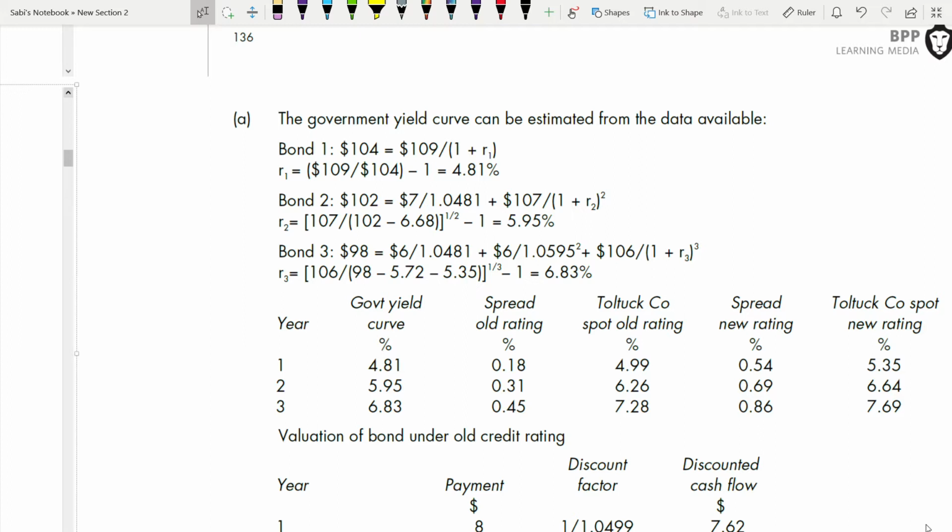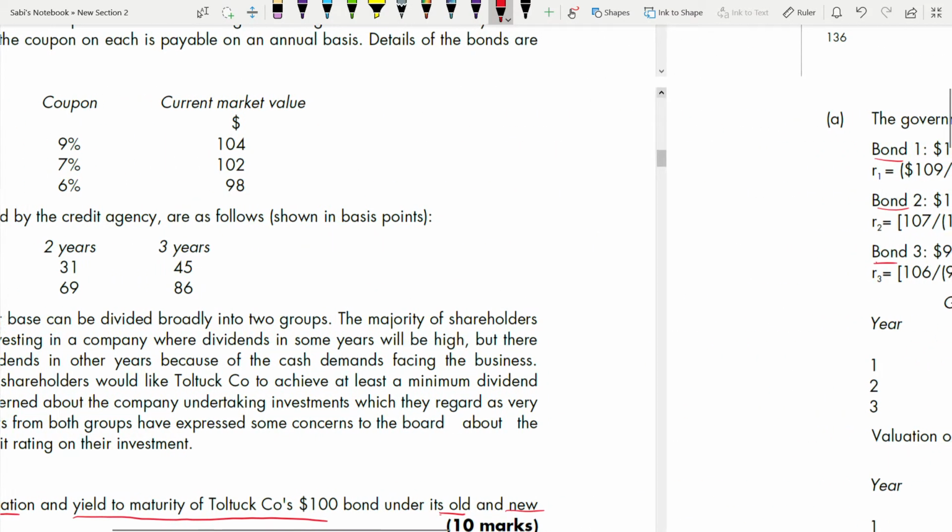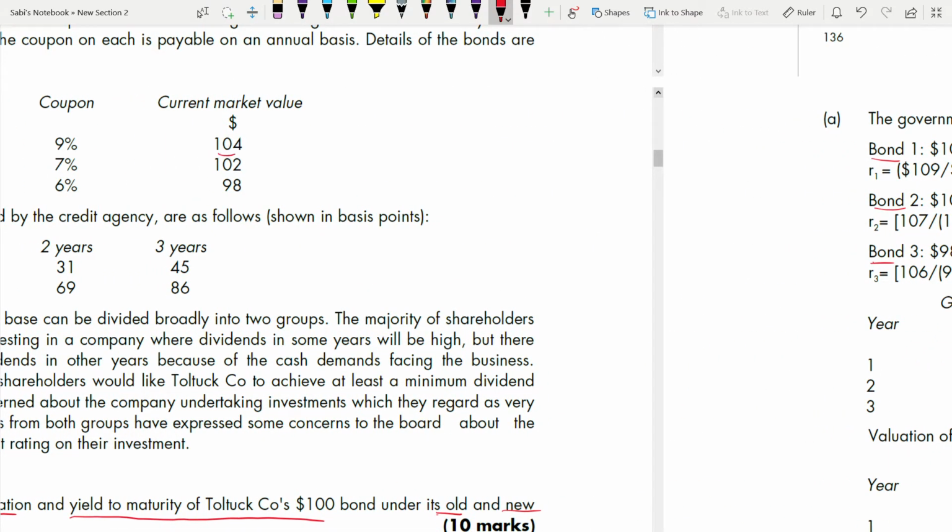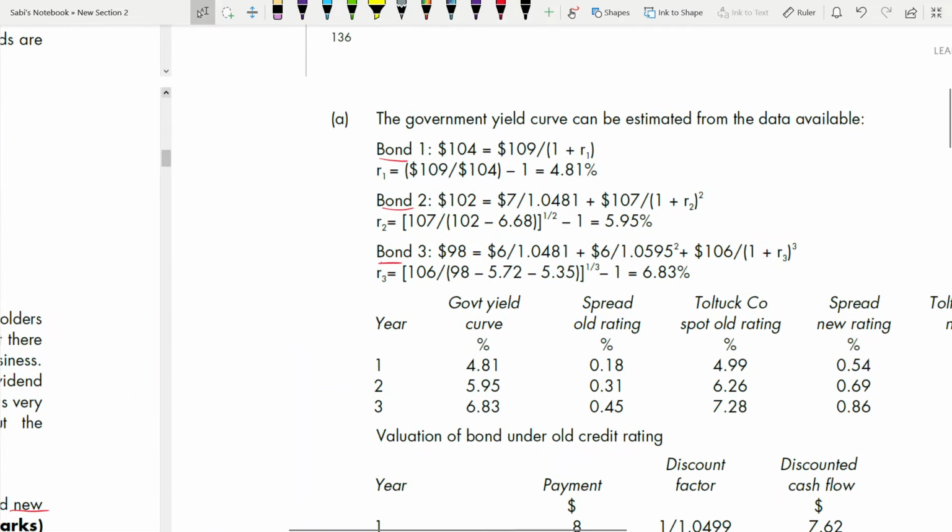So first it's like this: bond 1, bond 2, bond 3. For bond 1, you can see the value of the bond is 104, the current market value. So here we are taking 104 equal to 109 divided by 1 plus r. Basically we are finding this rate, which we don't know. What is that rate? Because we need that rate.